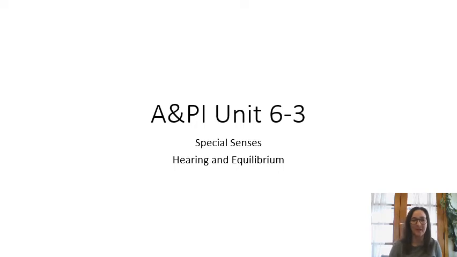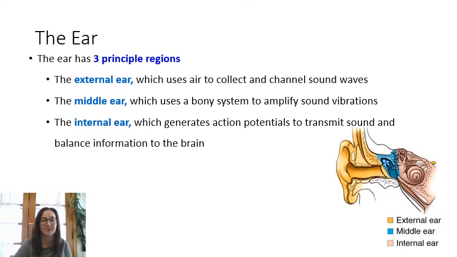Hi everyone, welcome back. We're going to finish up our talk about the special senses with this video going over the two senses of hearing and equilibrium. All right, so hearing and equilibrium, not surprisingly, happen in the ear. So your ear has three different regions that we can divide it into: the external ear, the middle ear, and then the internal ear.